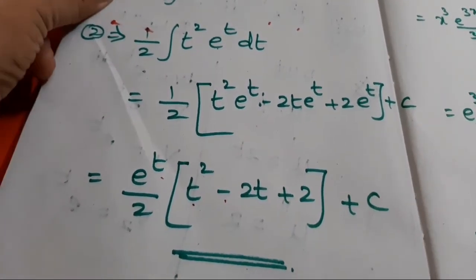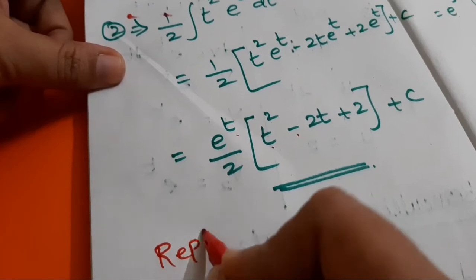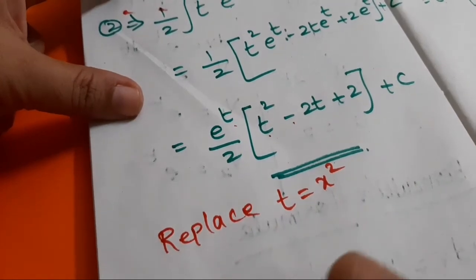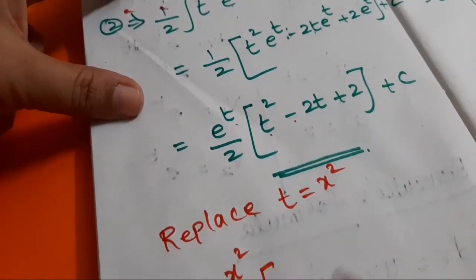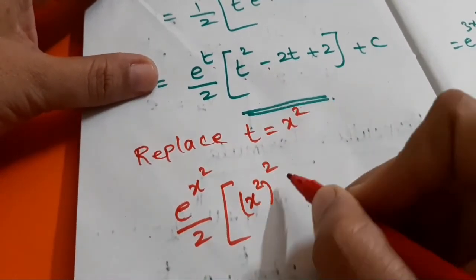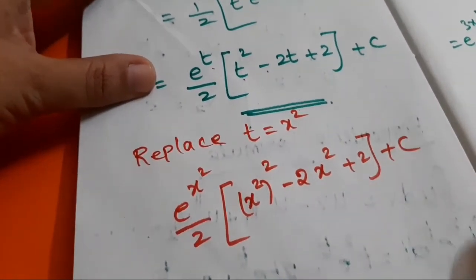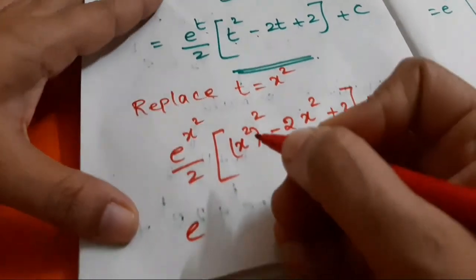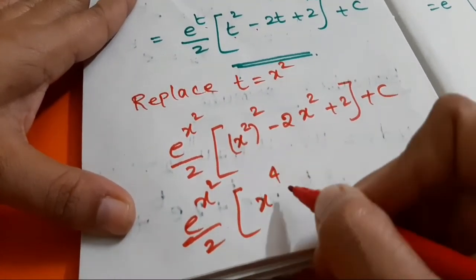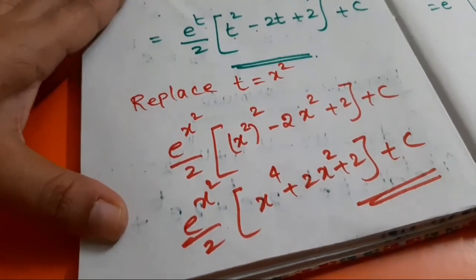After getting the answer, I want to replace t is equal to x^2. Therefore, e^(x^2) by 2 into (x^2) whole square minus 2 into x^2 plus 2, plus c is the answer. Again I can simplify: e^(x^2) by 2 into (x^4 minus 2x^2 plus 2), plus c. So this is our required answer.